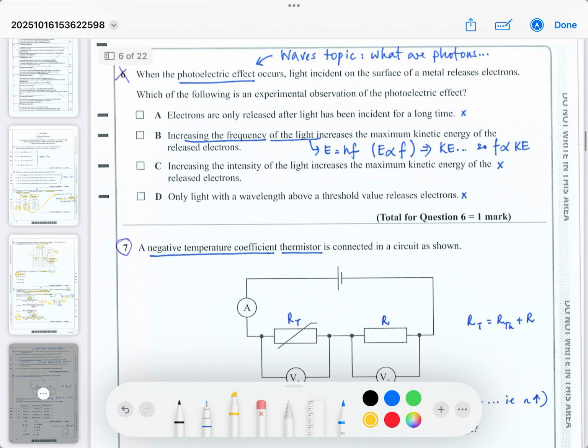Question 6 is another waves topic. For those of you who were talking to me about photons, this might be interesting to read. I'm not saying B is the answer, I'm just saying that it might be. I haven't really read it in detail. Increasing the frequency of light increases the energy, and therefore it looks like B would be the answer, but I haven't read the question. E equals hf.